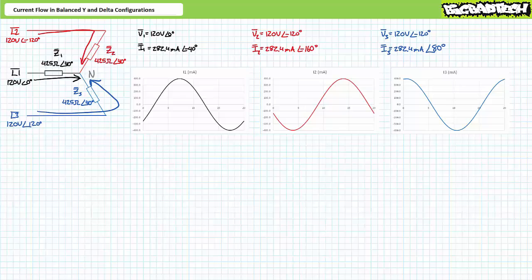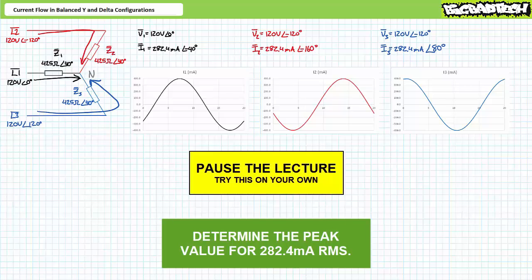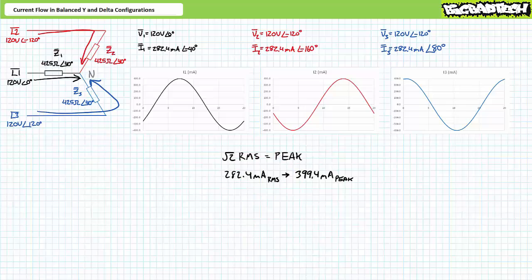As an exercise to the viewer, I invite you to calculate the peak value of a sinusoidally oscillated waveform with an RMS value of 282.4 milliamperes. By all means, pause the lecture and do so now. If you're tracking, you should have obtained the following results. If you said anything other than 399.4 milliamperes, or square root 2 times 282.4, take the time to viciously smack the back of your hand with a wooden ruler.